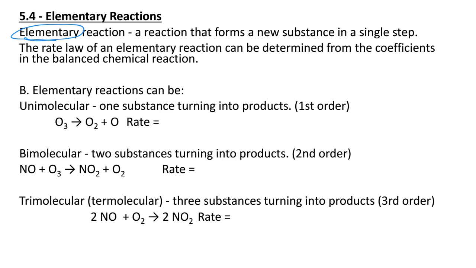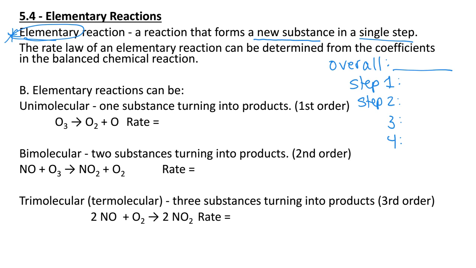So normally what will happen is they'll give you an overall reaction, and then they'll tell you, okay, these are the steps that take place. Step 1, step 2, and maybe more if there are multiple steps. So it'll show you all the different steps of the reaction. Each one of those steps is an elementary reaction, and we're going to be analyzing those. Each one of these elementary steps forms a new substance in a single step.